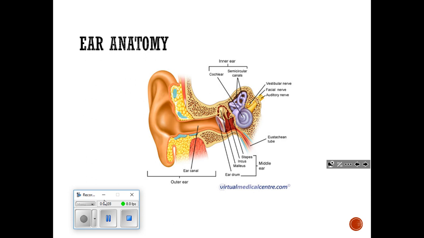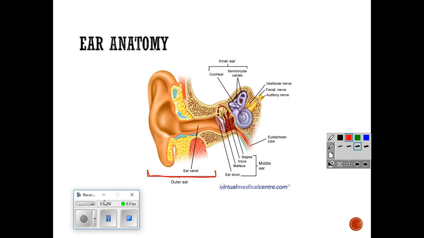Now for each of these structures, I'm going to say a little bit about what they are or what they do. Now I'm going to start on the outer part of your ear, so it's the left side of the picture. So over here where it says outer ear, we have a few structures. This is the part of your ear that you can actually sort of see or see into.